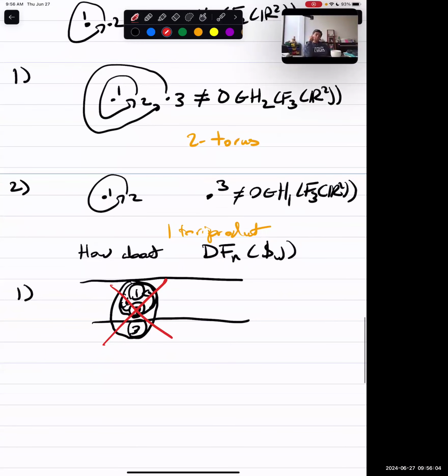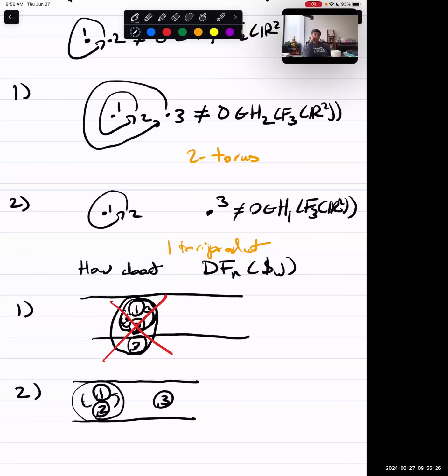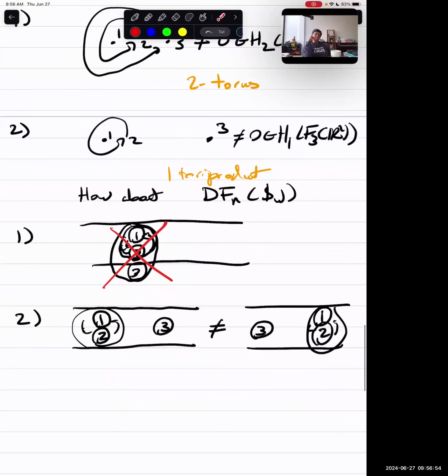So that's the first thing to note: these classes aren't all there. The second thing to note is that in this case, the order is going to matter. If I have disk 1 and disk 2 orbiting like this over here, and disk 3 sitting over here, that is not homologous to disk 3 sitting over here and disks 1 and 2 orbiting each other over here. So we might not have homology in as high degrees because of the first thing, but in the second case, when we do have homology, we're actually going to have a lot more.